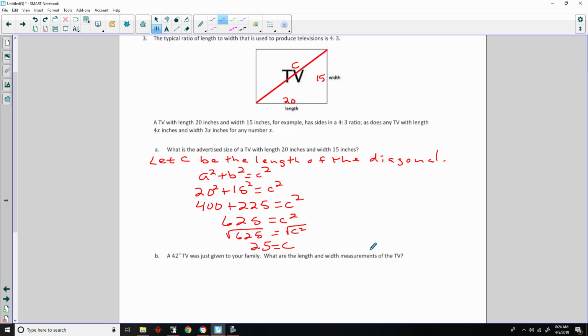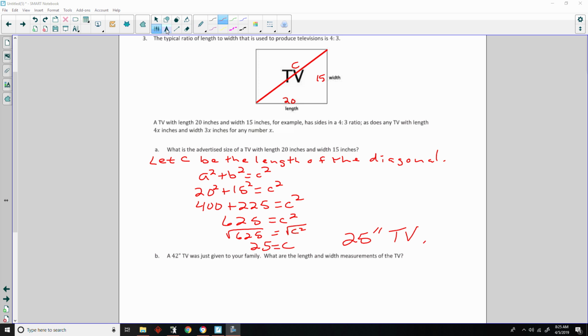So since the TV has a diagonal length of 25 inches, then it is a 25-inch TV. So the advertised size of the TV would be a 25-inch TV, because they advertise as diagonals. Okay, part B says, a 42-inch TV was just given to your family. What are the lengths and widths of the measurement of the TV?